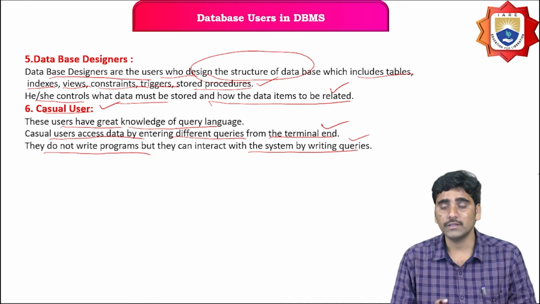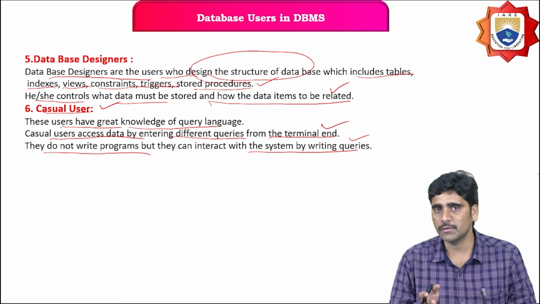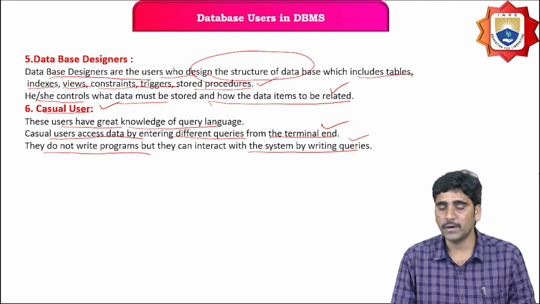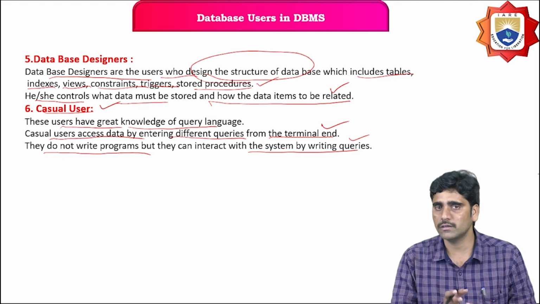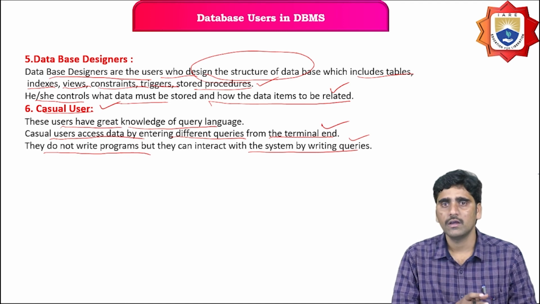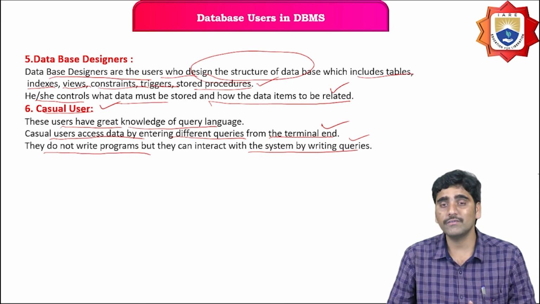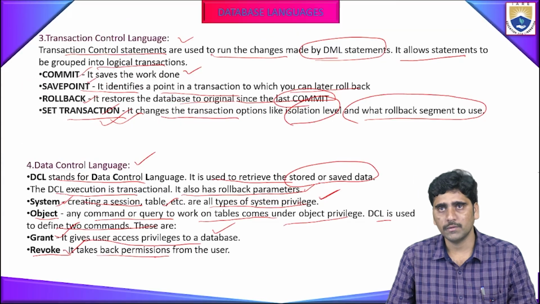So the users interact with the database software with the help of database languages. But according to their knowledge of the database, the users are classified in different ways. Database administrator is one role, parametric end users are one role, sophisticated users are one role, database designers are one role, system analysts are one role, casual users are one role. So these are the different types of users that interact with the database software.